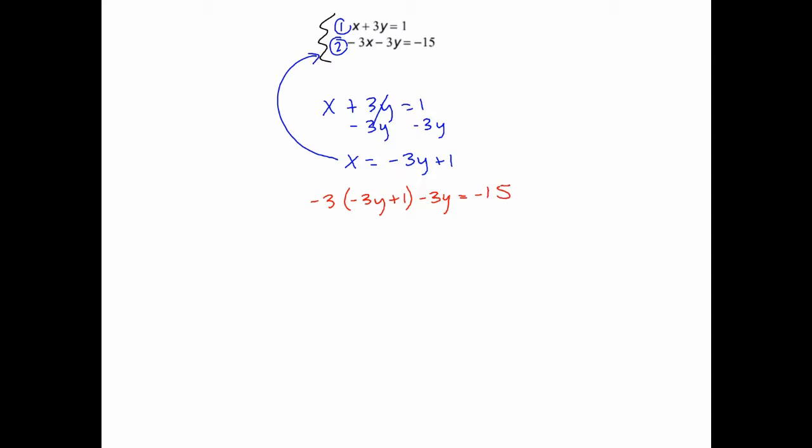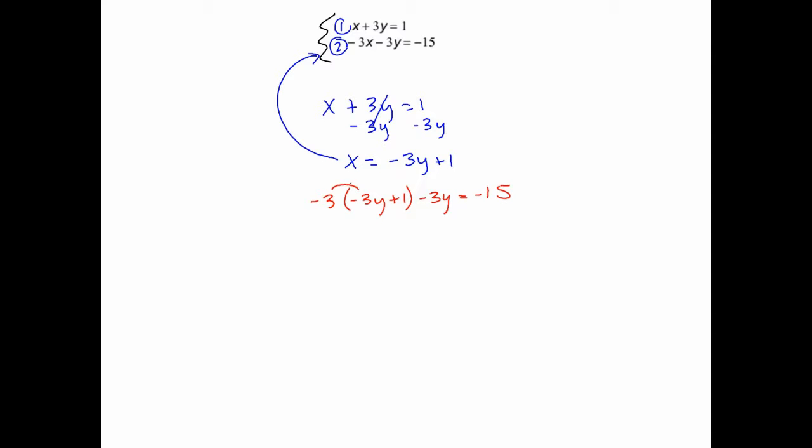So we see x plus 3y equals 1. We're going to solve for x, so subtract 3y, and we get x equals negative 3y plus 1. Now that we have x, you want to plug it into your second one. So when we plug it into our second one, we have negative 3, but we know what x is. x is what we have right here. So we put in negative 3y plus 1, and then minus 3y equals negative 15.